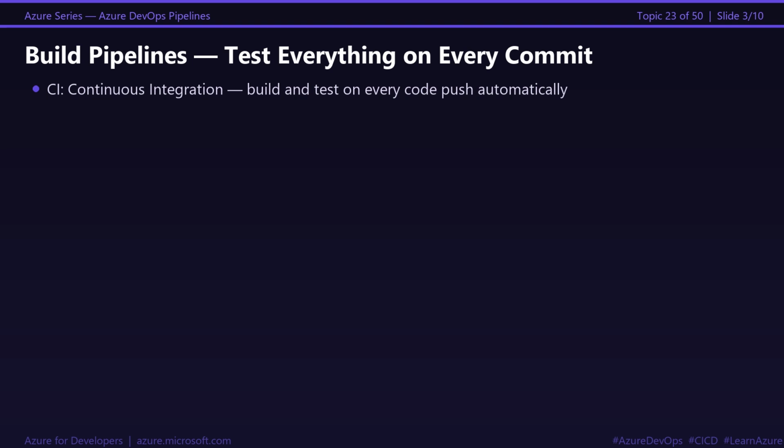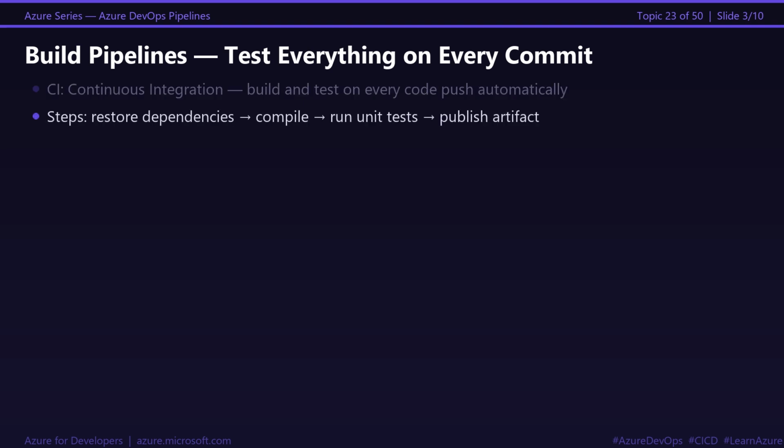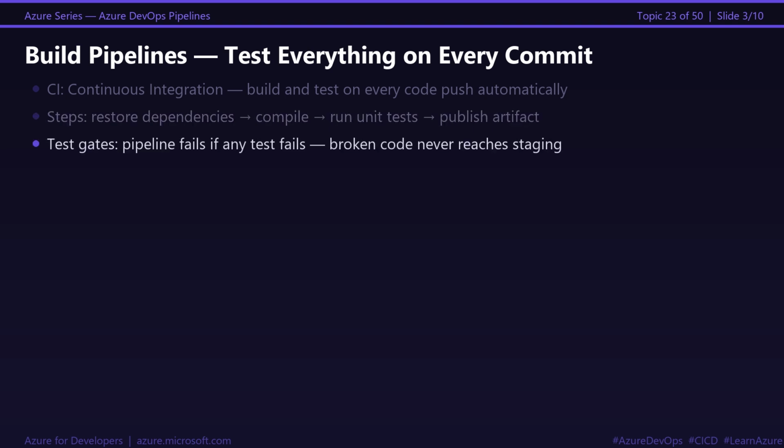Here is a typical pipeline for a .NET application. Step 1. Restore NuGet packages. Step 2. Compile the application. Step 3. Run all unit tests. Step 4. Publish the compiled artifact. If any step fails, the pipeline stops. The artifact is not created. Broken code cannot progress to the next stage.